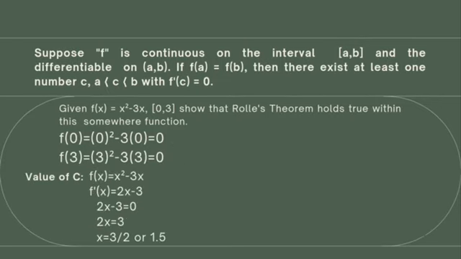So after that, we will now get the value of c. For the value of c, here we have f of x is equal to x squared minus 3x. We will just derive it, and it will become f prime of x is equal to 2x minus 3. After that, we will just equate it to 0. Now we have 2x minus 3 is equal to 0. After that, we will just transpose the 3 to the other side. Now we have 2x is equal to 3. And after that, we will just divide both sides by 2. So we now have x is equal to 3 over 2 or 1.5.